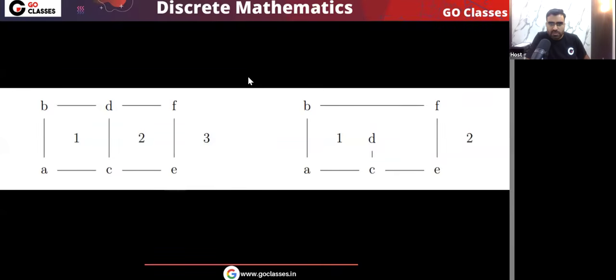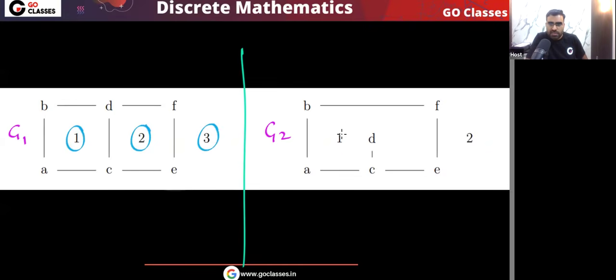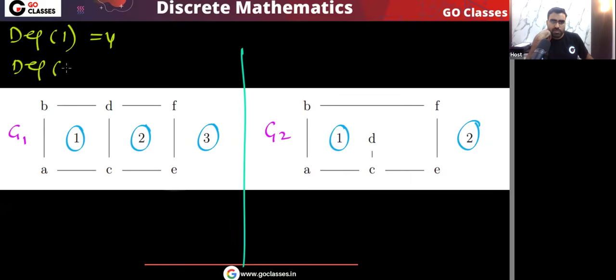Tell me quickly the answer for these. First of all, are these planar representations? Yes, these are planar representations. Let me call this graph G1. Let me call this graph G2. Now in this graph G1, you have these faces: face number 1, face number 2, face number 3. In this G2, there is face number 1 and face number 2. And you can easily find the degree also. If I ask you what is the degree of face number 1, that will be 4. What is the degree of face number 2? That also will be 4. What is the degree of face number 3? That will be 1, 2, 3, 4, 5, 6.